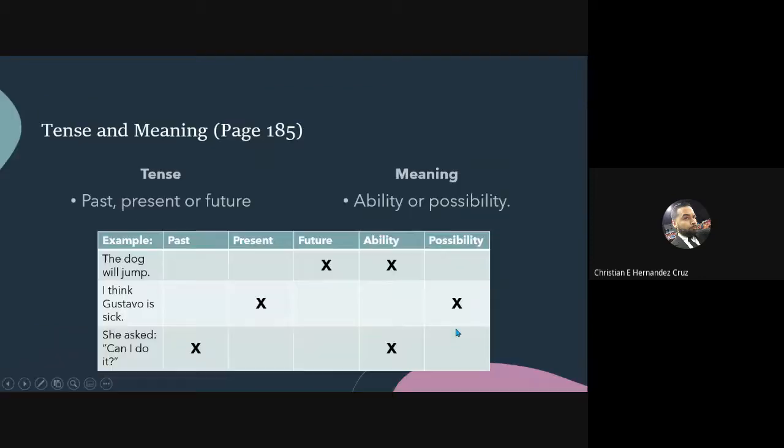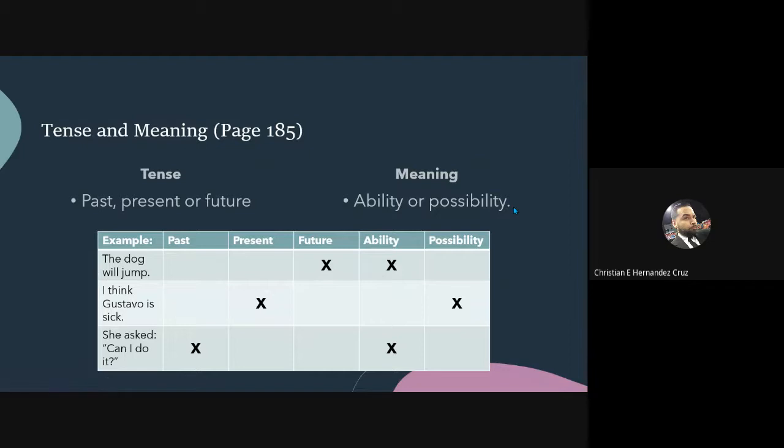Remember these. And all right, so tense and meaning is really just esta tablita que trabajamos. I don't remember when it was. It could have been last week, it could have been last year. I don't know. Time is weird. So tense really just asks for past, present, or future. And meaning just asks for ability or possibility.